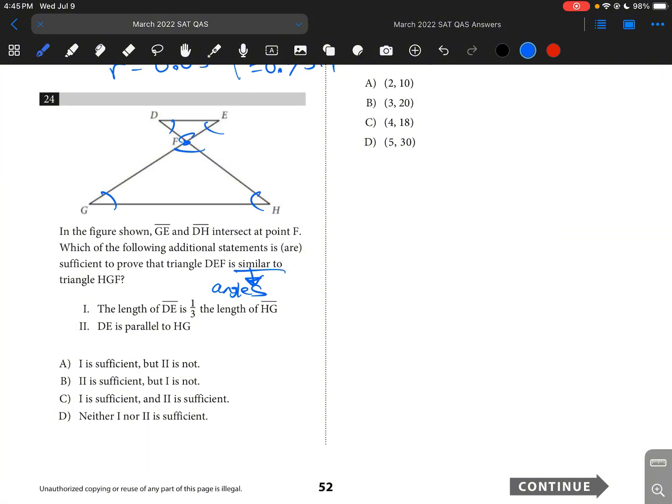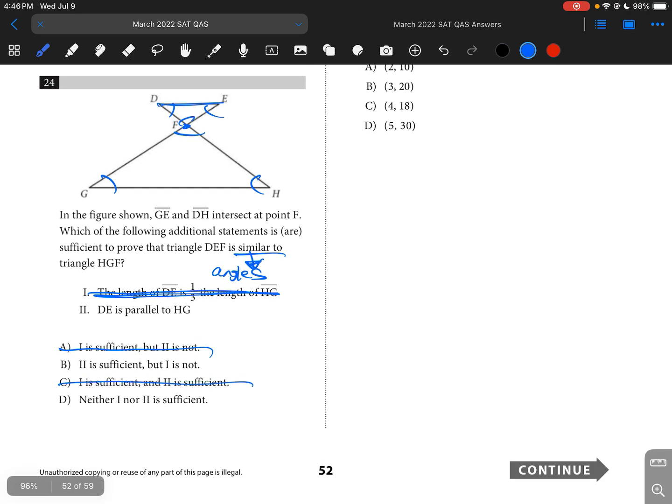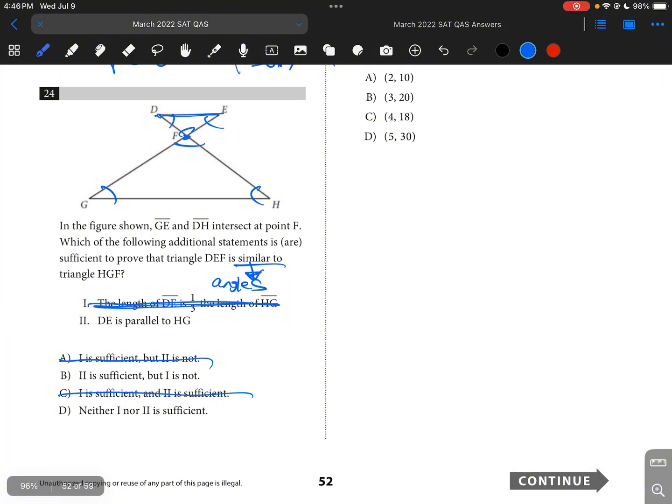So right here where it says the length is 1/3 of HG, that doesn't really help you because it doesn't matter what D is. It could be 1/3, it could be 2/3, it doesn't matter. So anything saying that is sufficient, we can cross out. So next one, DE is parallel to HG. Okay, well if you know that this is perfectly parallel to this, then that means these angles have to be the same, and these angles have to be the same. So the answer is B.